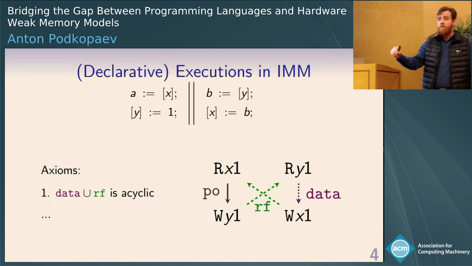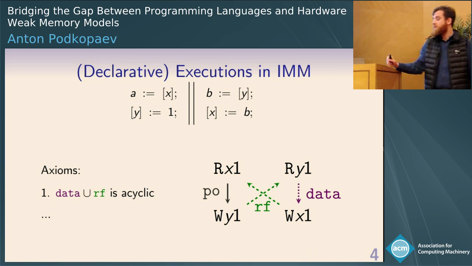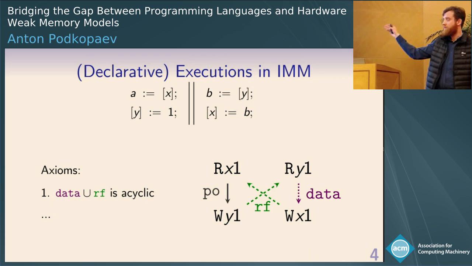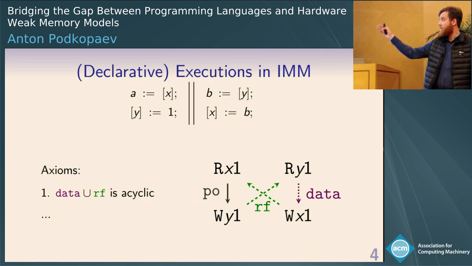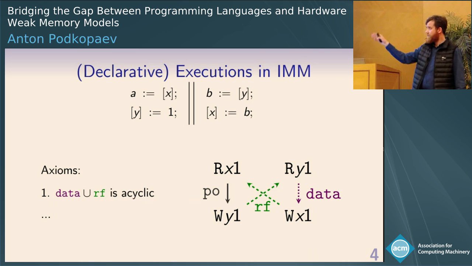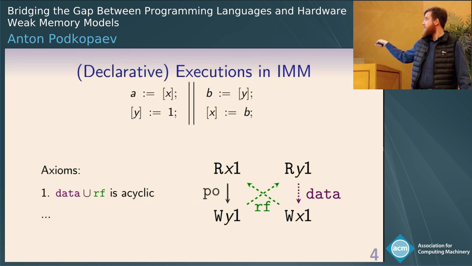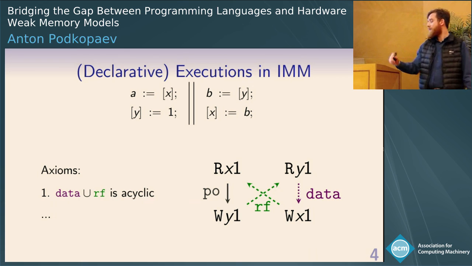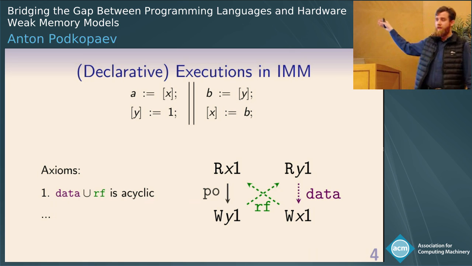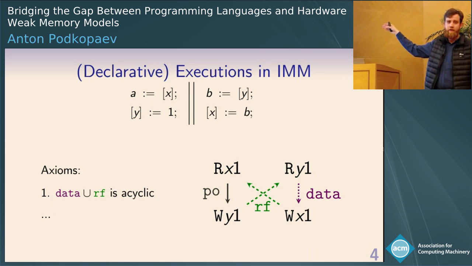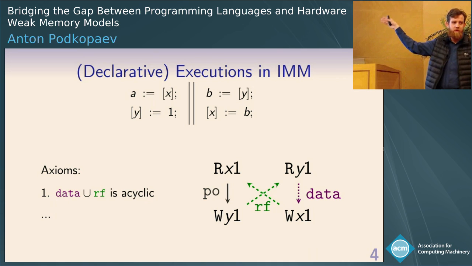So declarative memory models are also often called axiomatic memory models because they use axioms to forbid some behaviors. And one of the simplified versions of an axiom used in IMM says that a relation data union relation RF should be acyclic. So as we see, there are no cycles which use only RF and data edges. So that is why this behavior is allowed by IMM for this program.